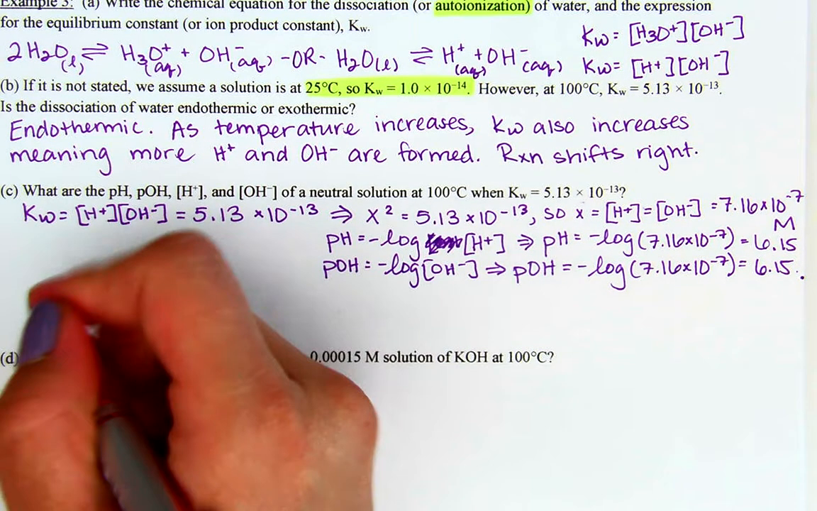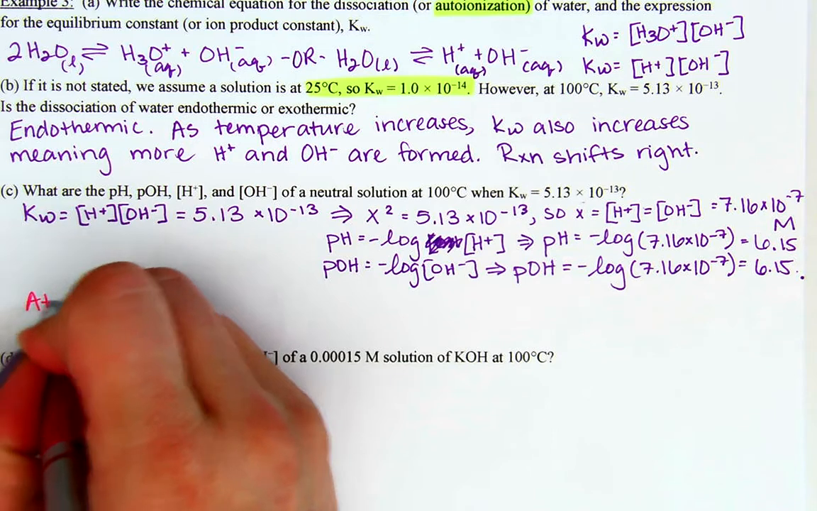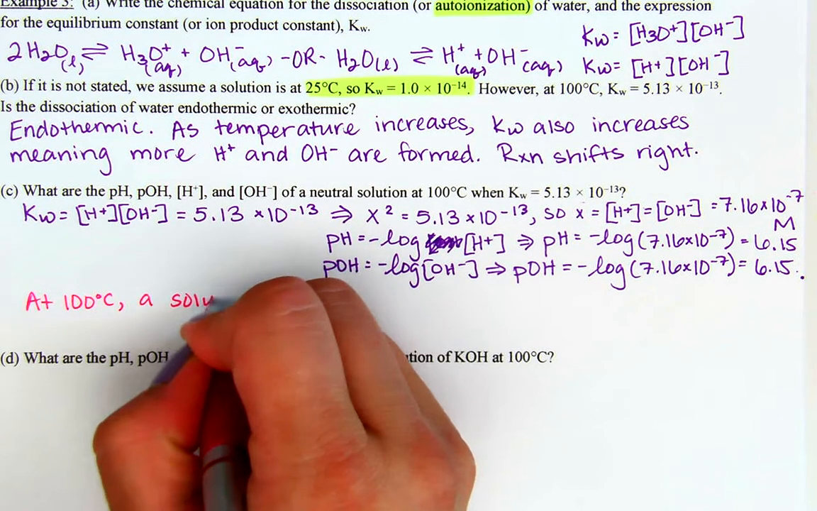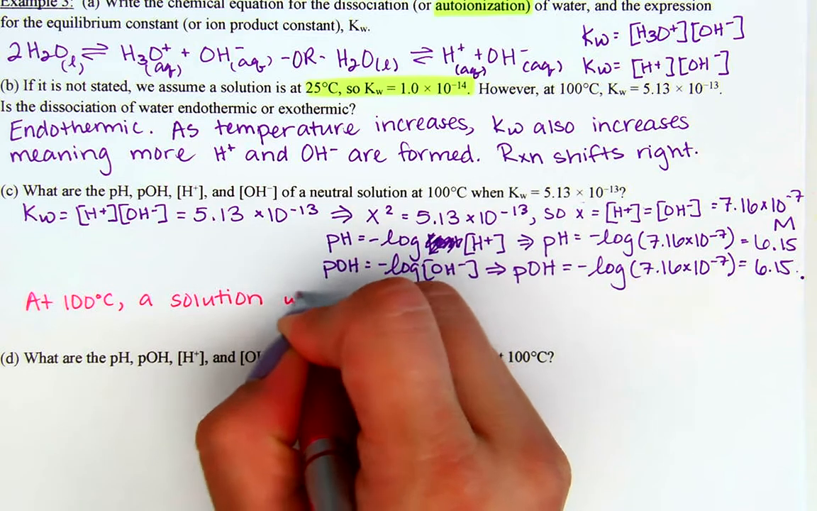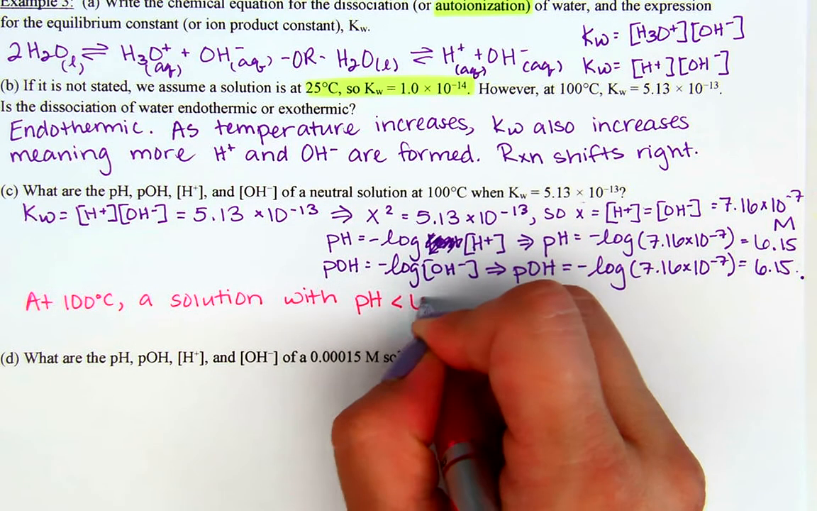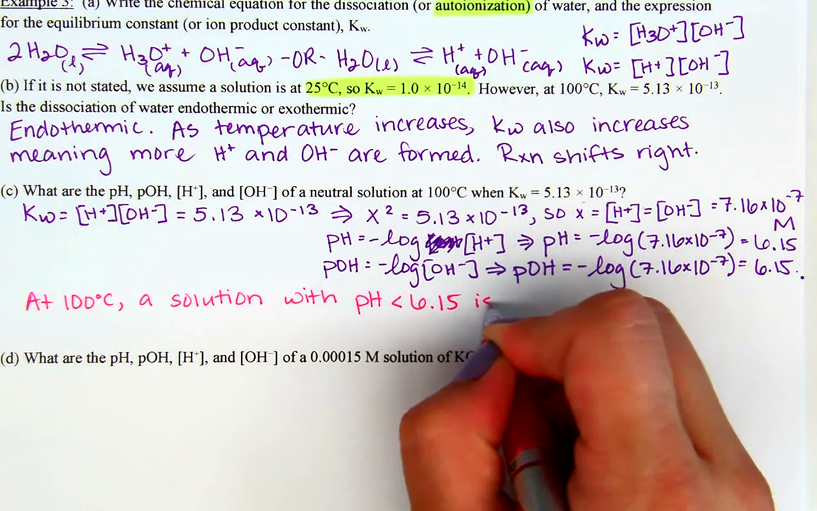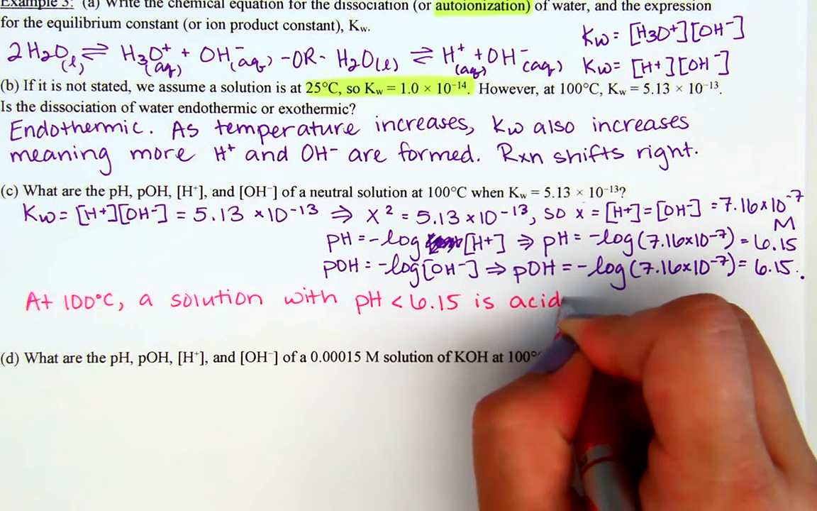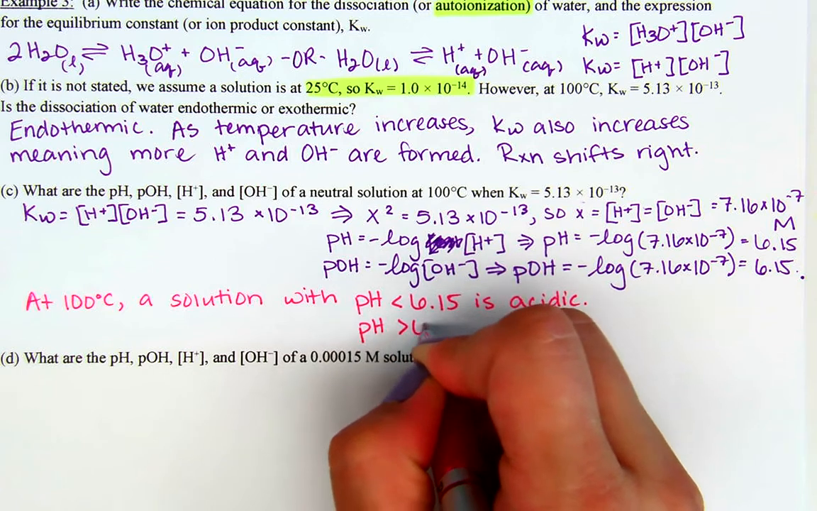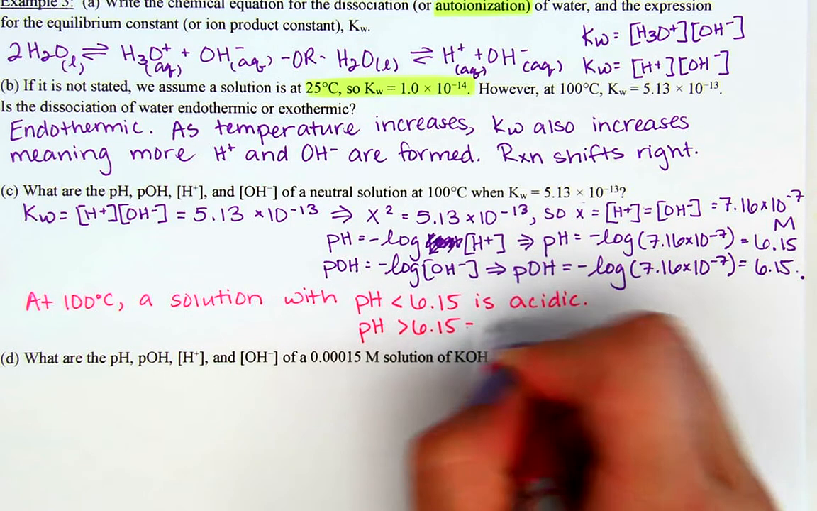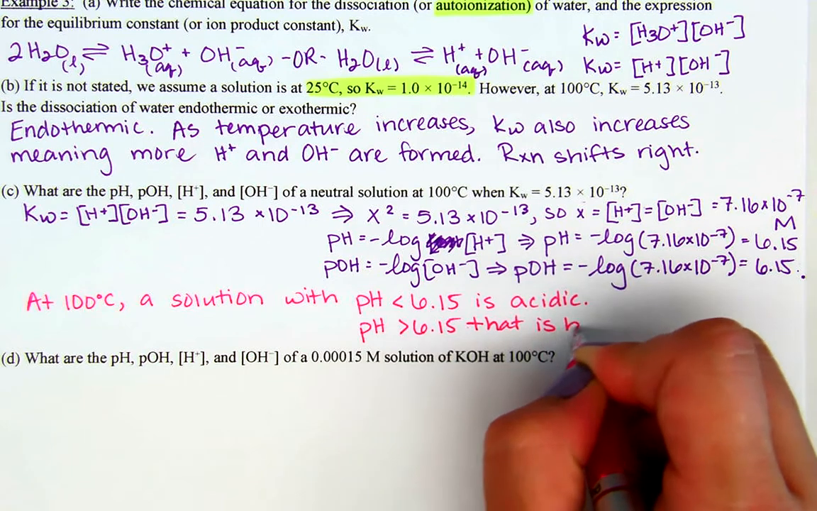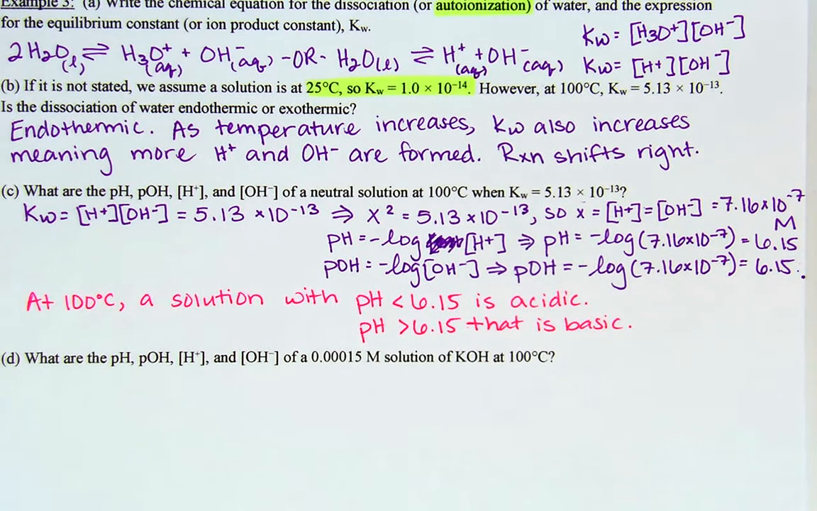So at 100 degrees Celsius, the takeaway here: a solution with pH that is less than 6.15 is acidic. If pH is greater than 6.15, that is basic.